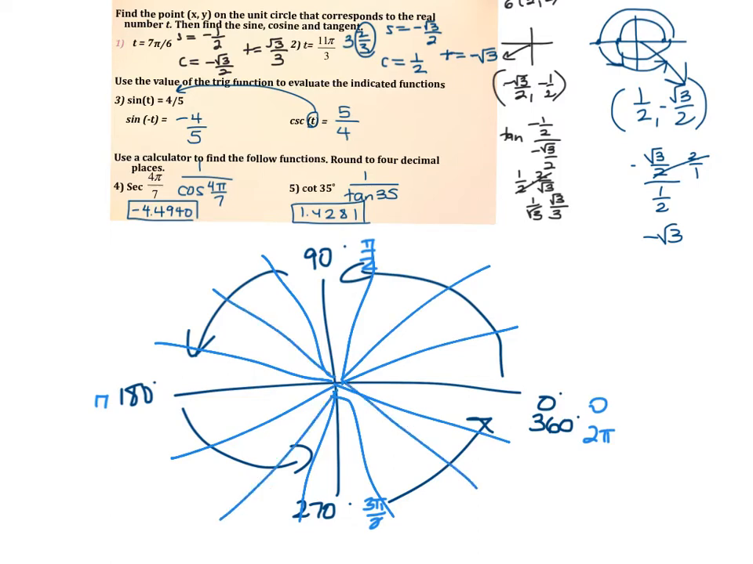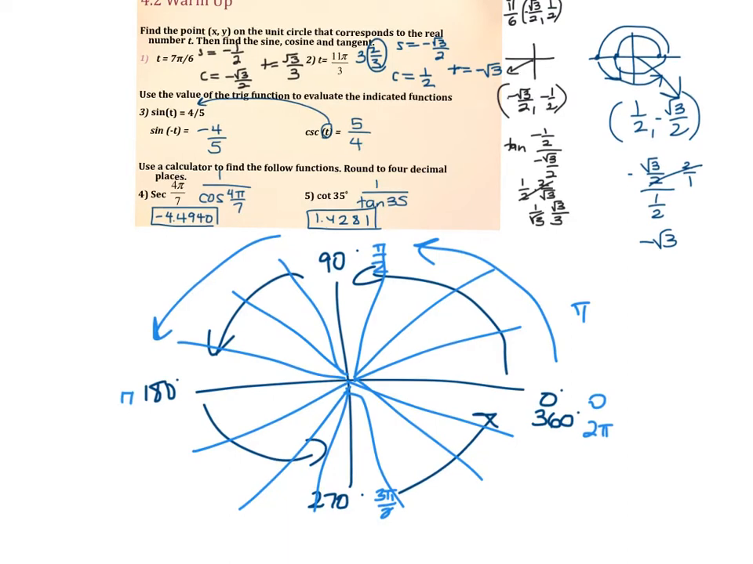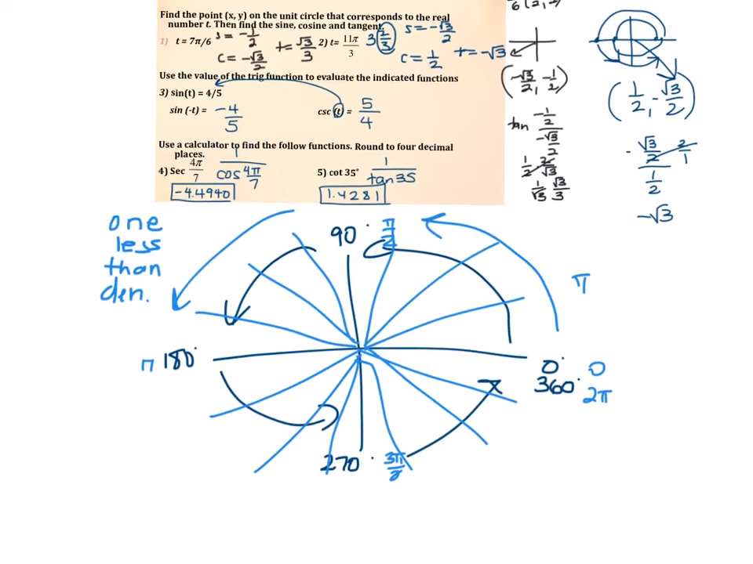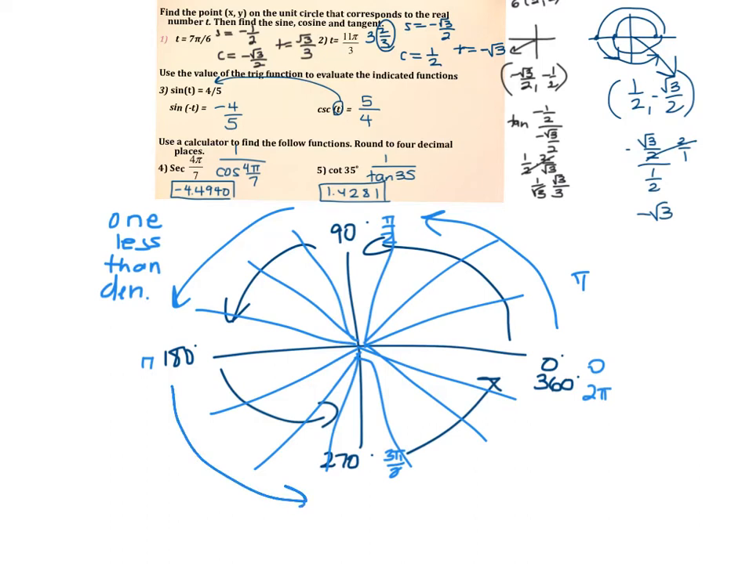Good. And then in the first quadrant, we leave the numerator as pi. So it's pi over 6, pi over 4, pi over 3. In the second quadrant, what do we do with the numerator? It's one less. Good. One less than the denominator. In the third quadrant, one more.